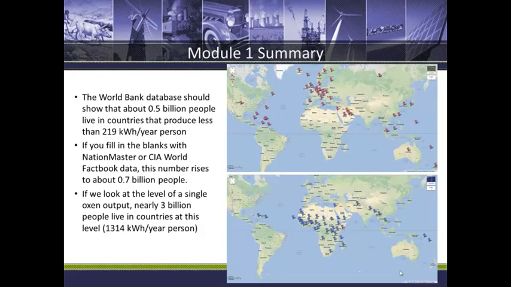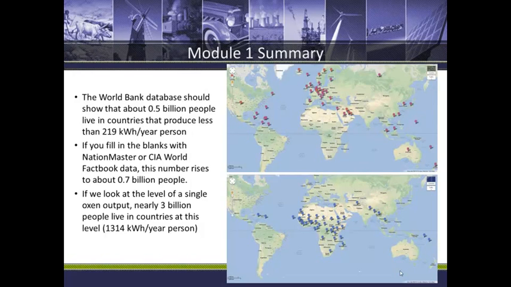However, if you look at the other category, how many people live in countries where the electrical production and consumption is less than 1,314 kilowatt hours per year per person, that number rises to about 3 billion people. And the missing data points in there wouldn't matter as much, because 3 billion is a large chunk of the world's population. And remember, we got the 1,314 kilowatt hours per year per person because that's about the output of an ox working 8 hours a day every day.